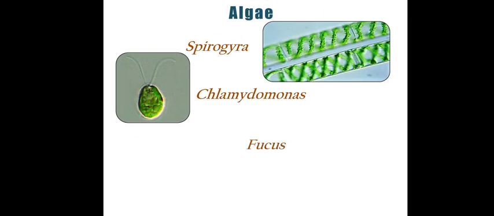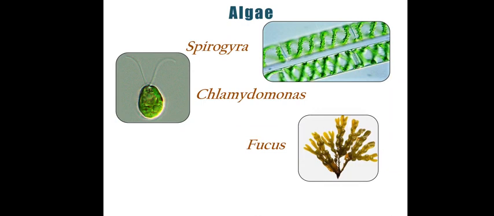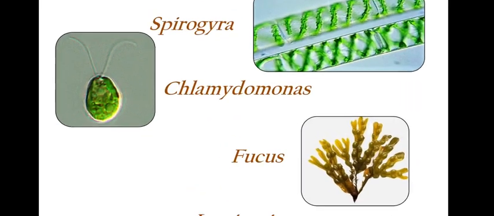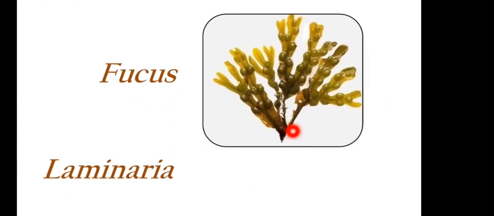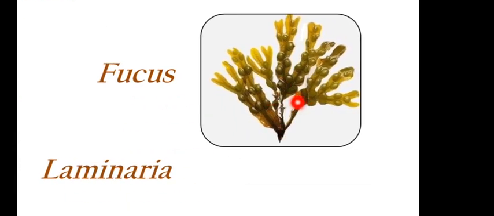Next is Fucus. Fucus looks like this, as you can see in this picture. This is almost like a plant. It is green in color, and it is found in sea water, normally in the oceans.